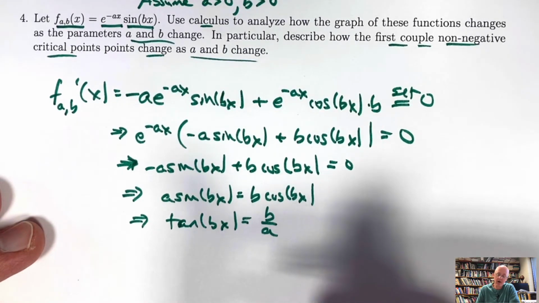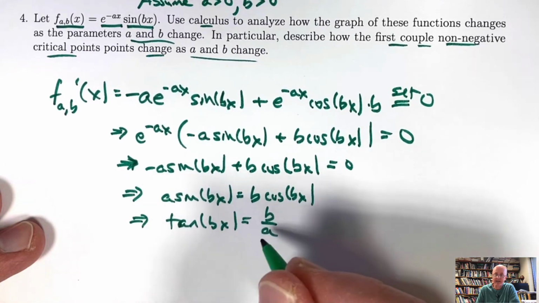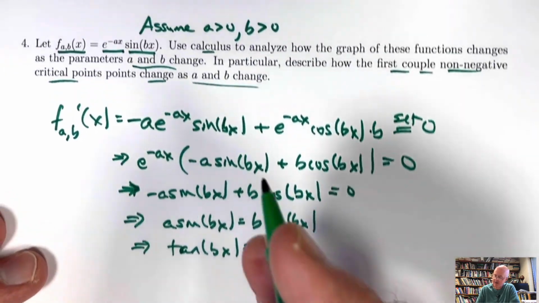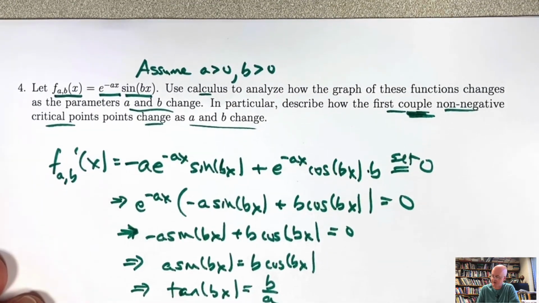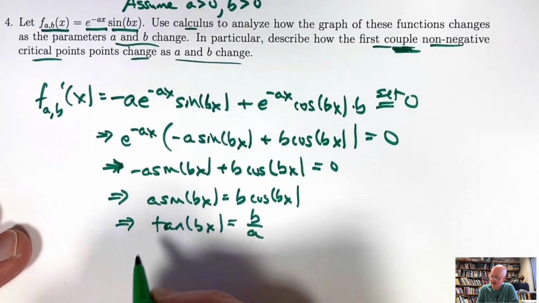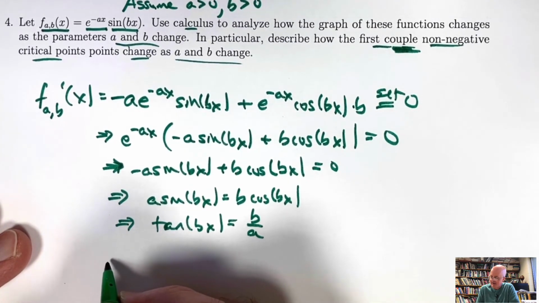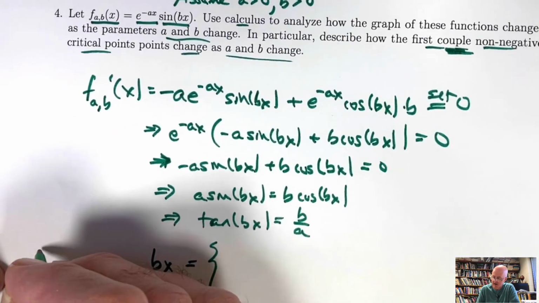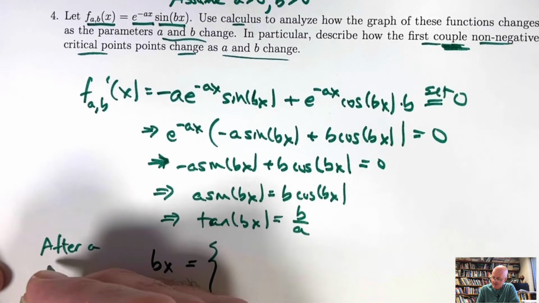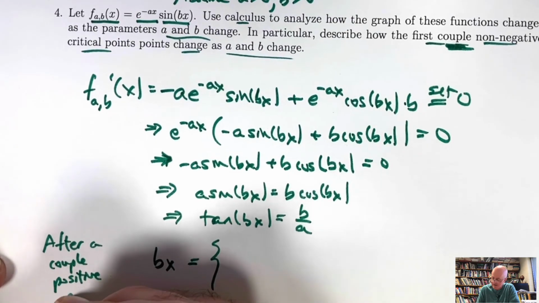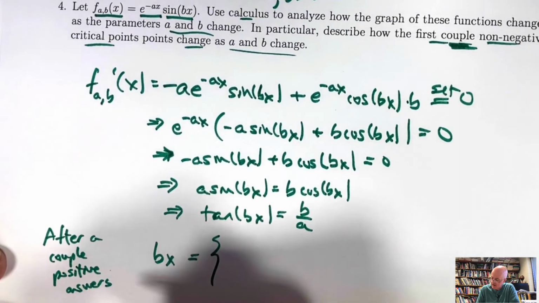So we could solve for one value of x by now taking the inverse tangent function, applying it to both sides to say bx is inverse tangent of b over a, and divide both sides by b, you'll get one answer. I'm after the first couple non-negative critical points here, not just the first non-negative one. So I'm going to think about a couple possible answers here. Bx could be the first couple positive answers, in the case where a and b are positive.